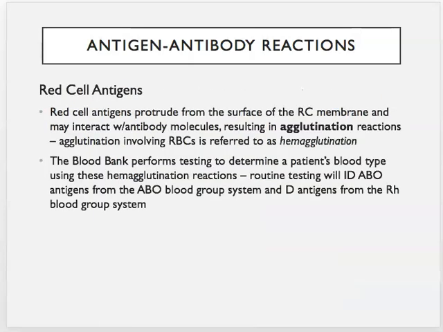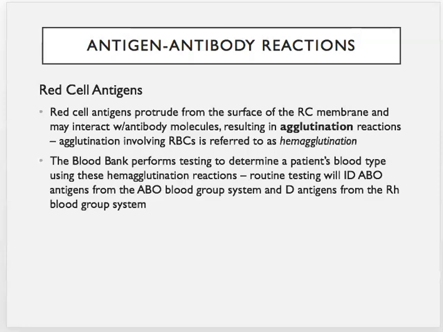Okay, red cell antigens protrude from the surface of the red cell membrane. They can interact with antibody molecules, which results in agglutination reactions. Agglutination that involves red cells is specifically referred to as hemagglutination. The blood bank department of the lab performs testing to determine a patient's blood type, so we determine the patient's blood type using those hemagglutination reactions.